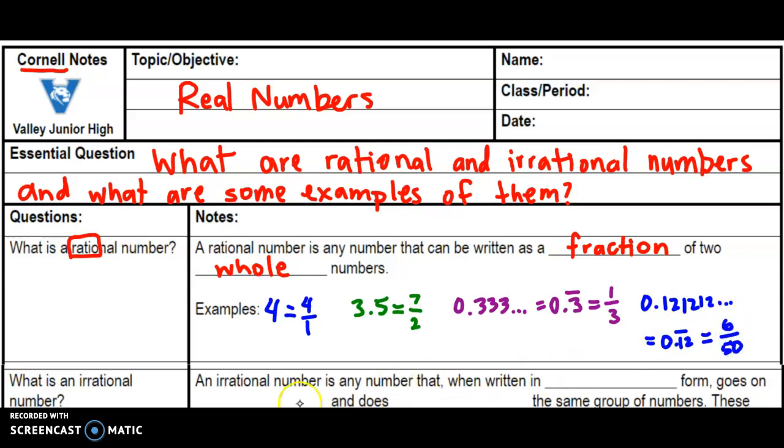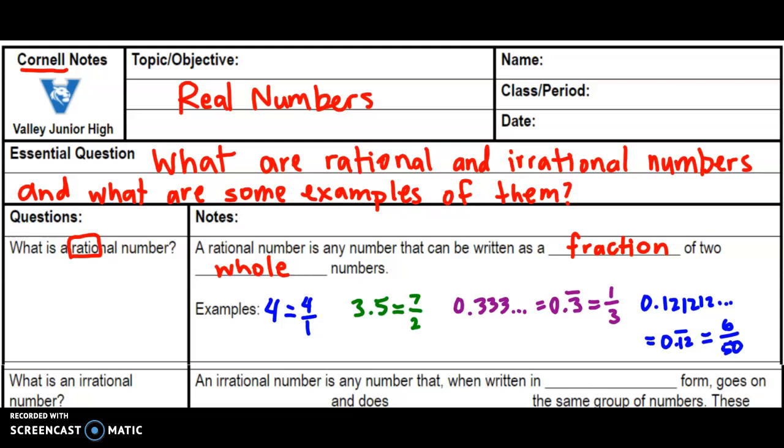So all of these numbers can be written as fractions. Any number that is a whole number, like 4, or a decimal that ends, like 3.5, or a decimal that repeats the same numbers over and over again, like 1/3, which is 0.3 repeating, or 0.12 repeating, those are all considered rational numbers.